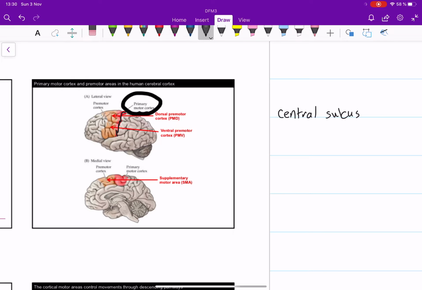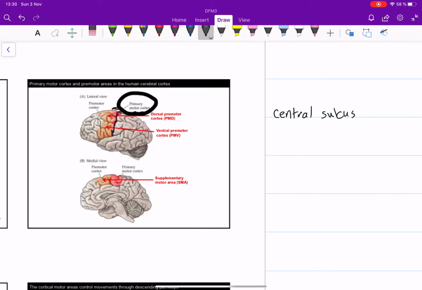Before the central sulcus, at this area, we have what we called the precentral gyrus. The precentral gyrus is located before the central sulcus.